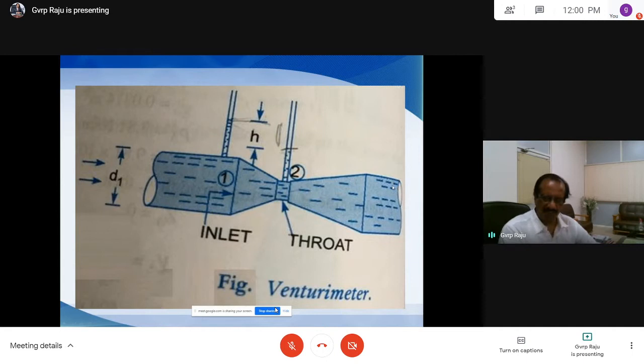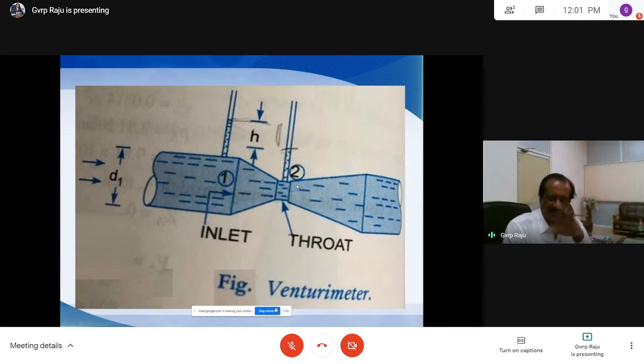If you give a larger angle, you will have a small length. From here to here is the length of the convergent cone, and from here to here is the length of the divergent cone. So the length of the divergent cone is always more than the length of the convergent cone. If you make the length of the divergent cone less, like the length of the convergent cone, then there will be formation of eddies here and huge losses. So the deceleration obviously needs some distance. Deceleration means reduction in velocity.